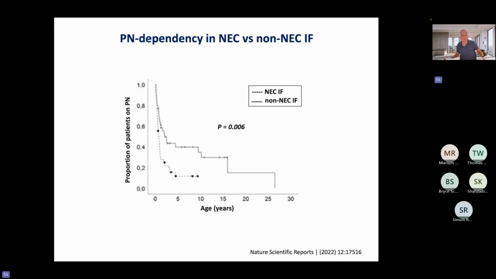What we do know is that patients with NEC tend to do better with intestinal failure in terms of parenteral nutrition dependency than do non-NEC intestinal failure. And the reason is quite simple and is shown here. This is the proportion of patients on parenteral nutrition and the age in years. These are the NEC patients, and these are the non-NEC patients. Can anyone posit a reason why the NEC patients do better?